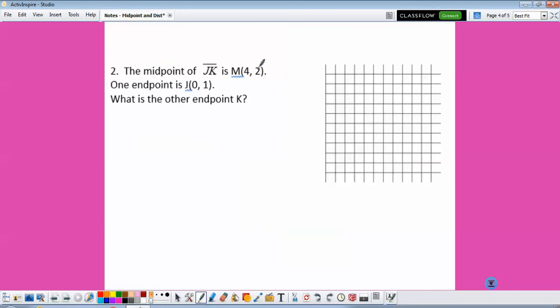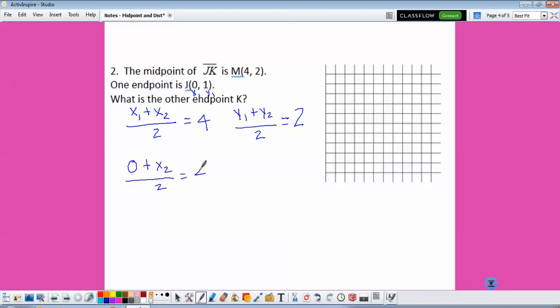The midpoint of JK is at 4, 2. One endpoint is J, which is at 0, 1. Where's the other endpoint K? So what this is telling us is x1 plus x2 over 2 is going to come out to equal 4. And y1 plus y2 over 2 is going to come out to equal 2. We know what x1 and y1 are. So 0 plus x2 over 2 equals 4, and 1 plus y2 over 2 equals 2.